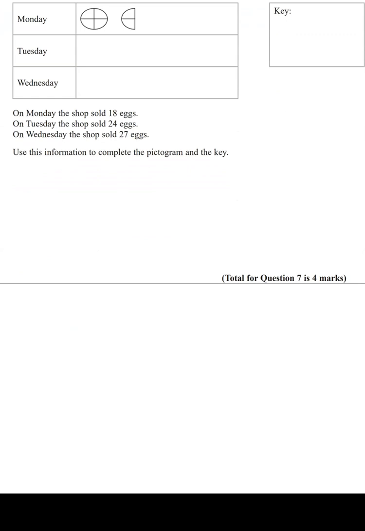Right, next one. The incomplete pictogram shows information about the number of eggs sold from a farm shop on Monday. So on Monday, the shop sold 18, so that's 18. On Tuesday, there's 24. And on Wednesday, 27. Use the information to complete the pictogram and the key. So if we look at each one of these quarters, we've got 6 quarters and we've got 18. So if we do 18 divided by 6, we get 3. So each quarter is 3. So that will be 6 because it's half. This one has 4 quarters, so it's 12.